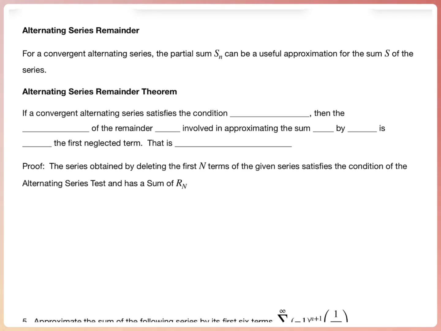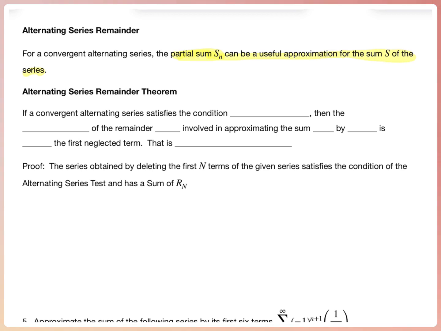In our last video, we learned about the alternating series test. Now, in this video, we're going to learn about something called the alternating series remainder. And this is for a convergent alternating series. The partial sum S sub n can be useful in approximating the total sum of the series. And so, the first thing we've got to do is the alternating series remainder theorem.